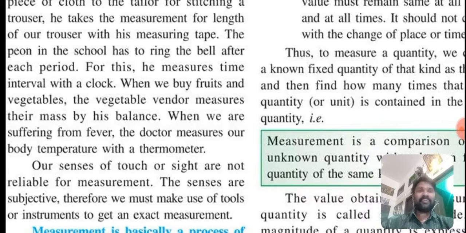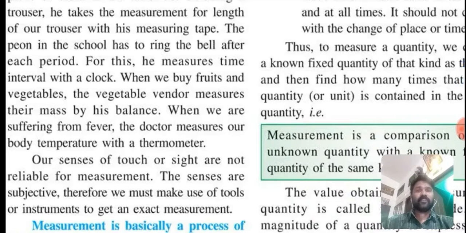Our senses of touch or sight are not reliable for measurement. By touching or by seeing, we cannot say the correct measurement of anything or any substance. The senses are subjective. Therefore, we must make use of tools or instruments to get an exact measurement. Our senses are not that accurate for measurement. That's why we have to use tools or instruments to get an exact measurement. Okay, students?